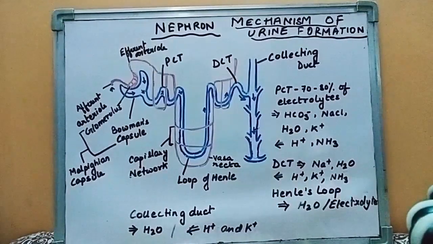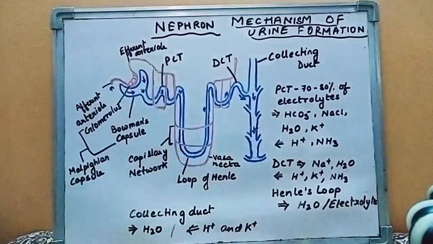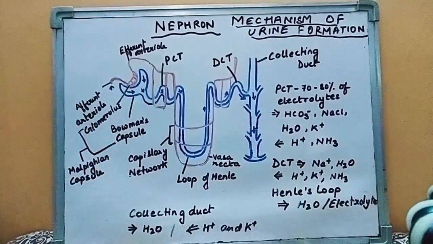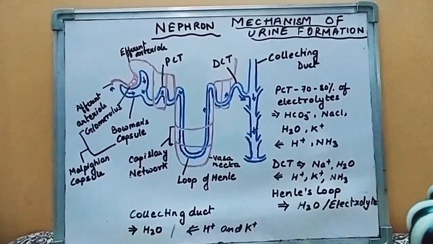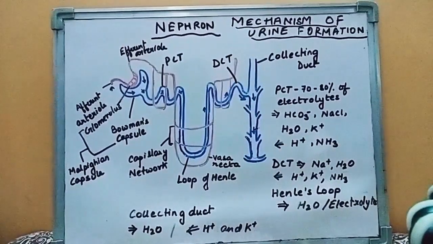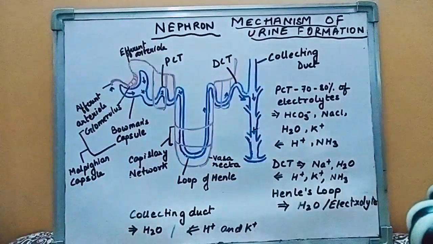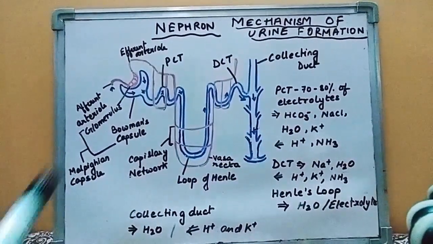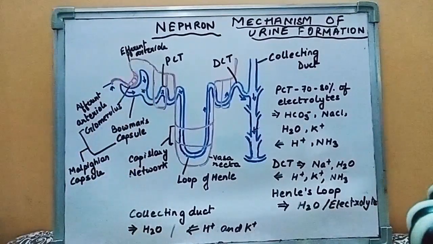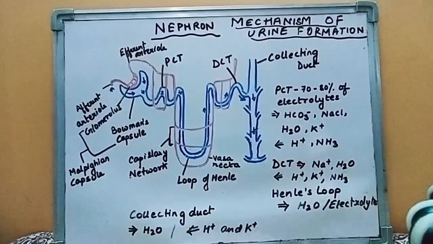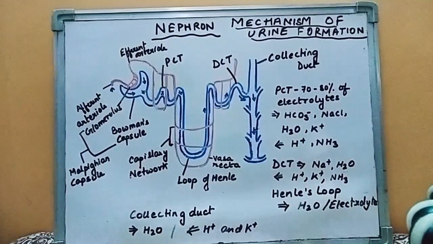back into the blood again, and that goes through the next process called selective reabsorption, which takes place here in the tubule. Now you can see the PCT is the next structure which helps in the process of selective reabsorption. I wrote here, you have to understand, 70 to 80% of the electrolytes, including water, get reabsorbed in the PCT. So you can understand that the PCT does not allow maximum flow of the electrolytes.